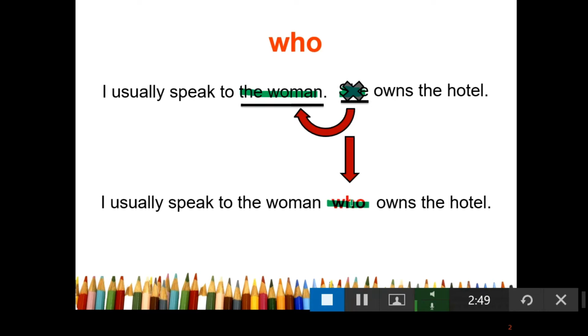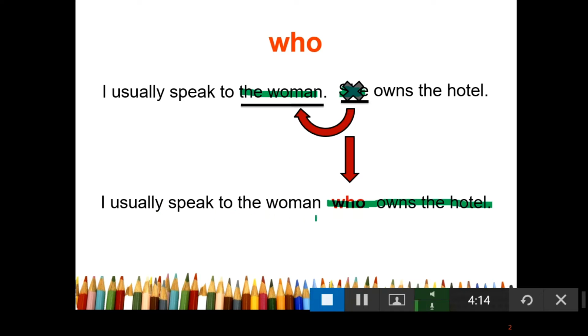Why who here? Because the woman refers to people. Who owns the hotel is a relative clause, and we have here a relative pronoun. One more thing to notice here: who refers back to the word it refers to, and comes after the woman. So any relative pronoun comes after the noun it refers back to.